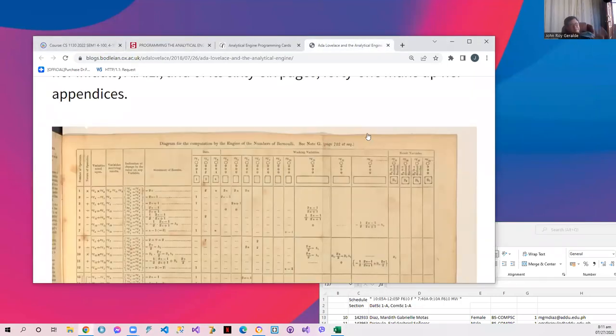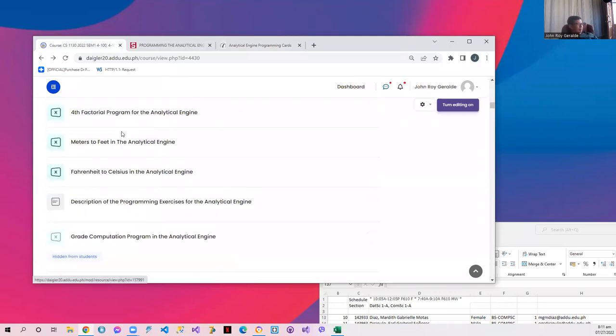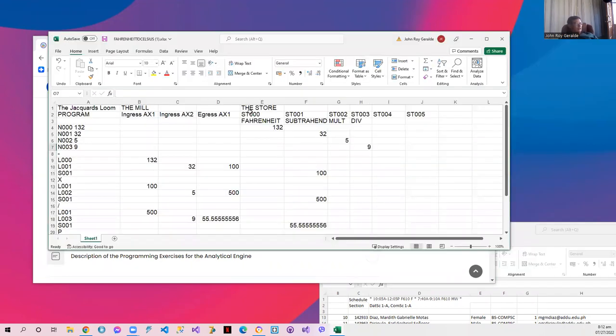So this one is for Lovelace, no? And then we have a different template. This is the worksheet of Ada Augusta King, Countess of Lovelace. Fahrenheit to Celsius. We are converting the Fahrenheit value of 132 to Celsius, no? The Fahrenheit value is computed by subtracting 32 from the Fahrenheit quantity. Whatever the result, you multiply by 5 and divide by 9. Okay?